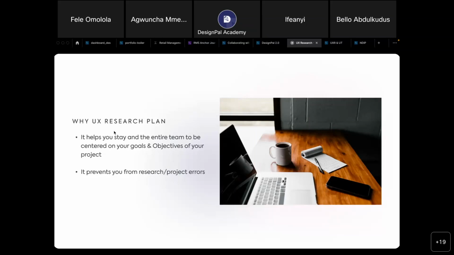The first one I'm going to pinpoint here is it helps you and the entire team to stay centered on the goals and objectives of your project. When I was defining what a UX research plan is all about, part of what I said was it helps you and your stakeholders to be focused on whatever plan you're trying to commit to. Trust me, it also helps you and your entire team to orient readers to the needs and expectations behind the purpose of your studies.